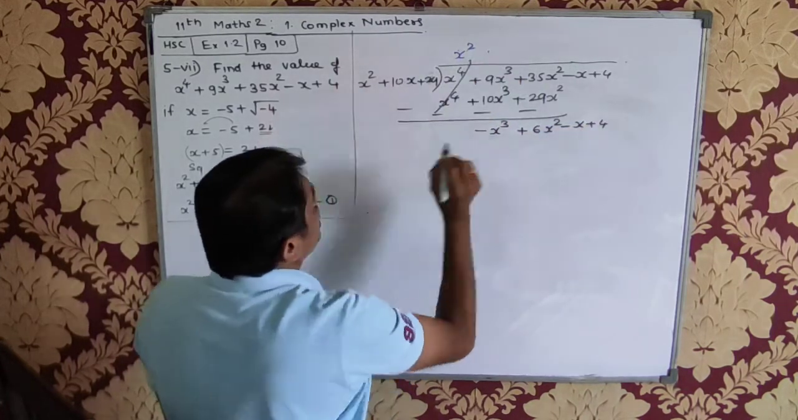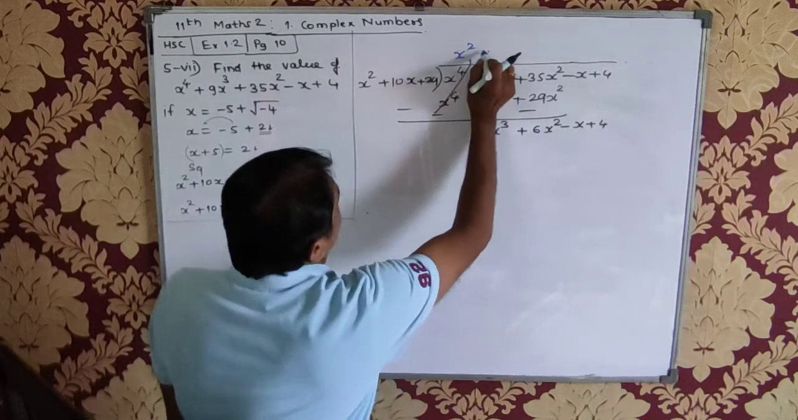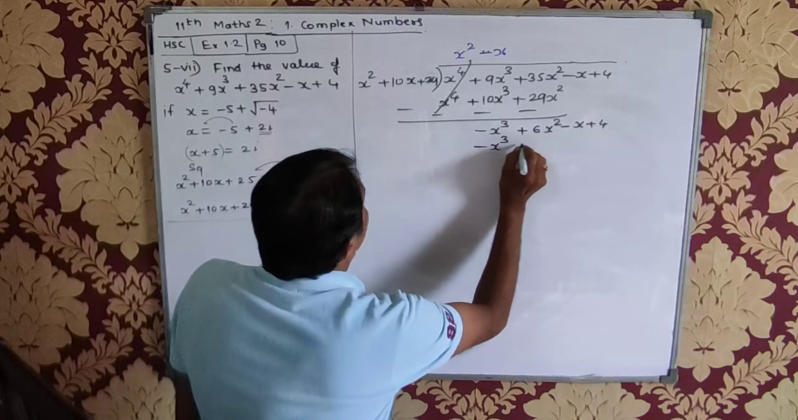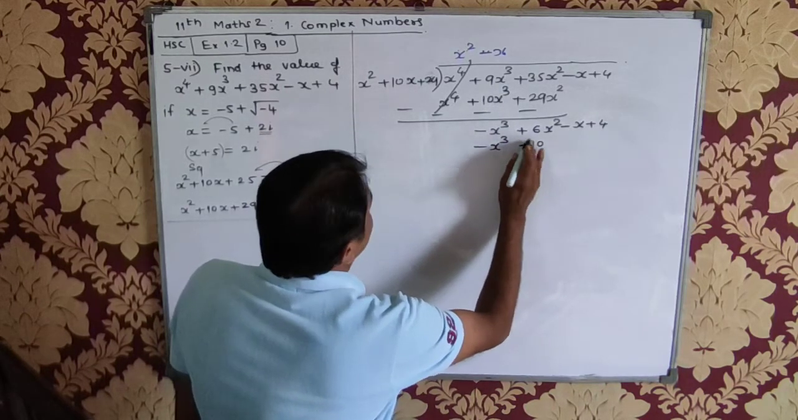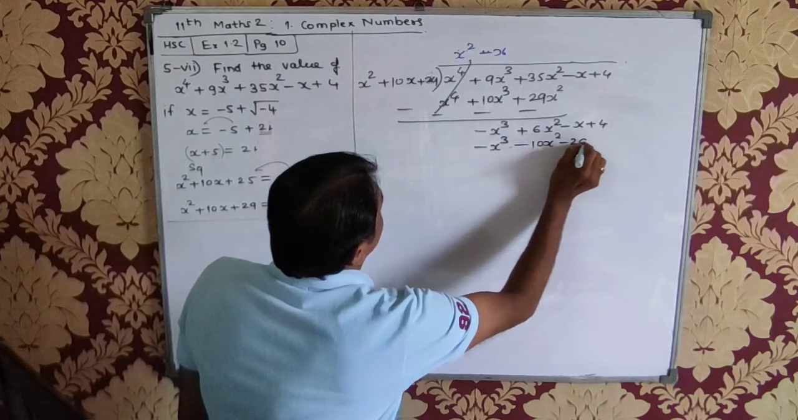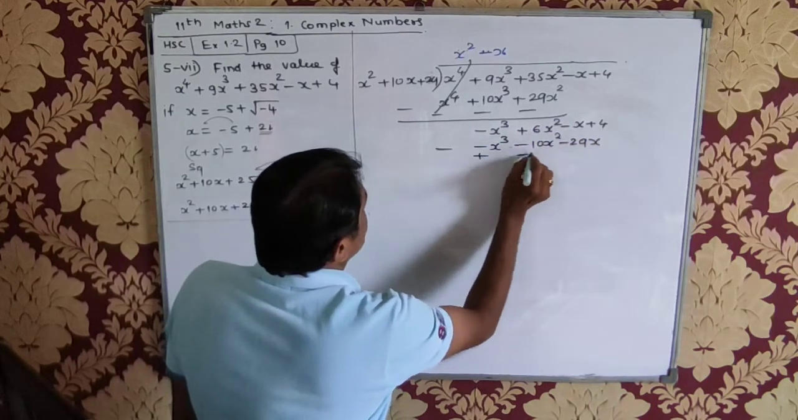Now I should multiply this by what? Minus x. So tell me, what do you get there? Minus x cube, minus x cube plus 10x square, no, minus 10x square, minus 29x minus 29. During subtraction, all the signs are going to change.